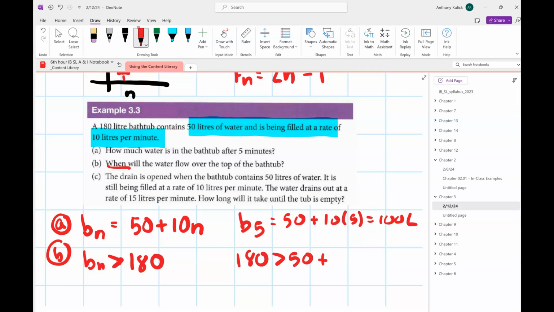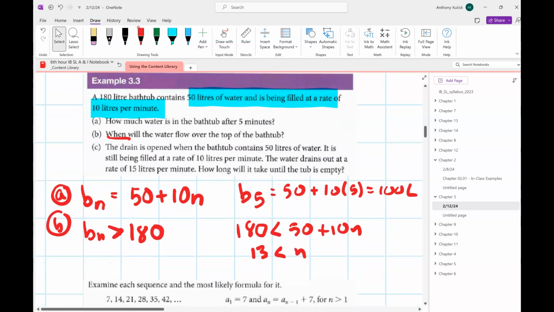Yeah, 13, right? So I subtract 50 from both sides and I divide by 10. Oops, I need to spin that around. Everybody agree? Okay.